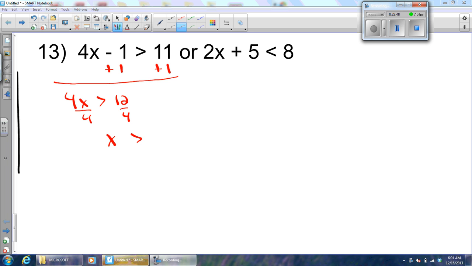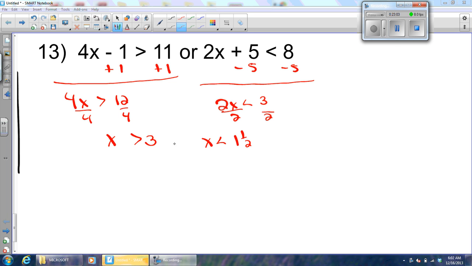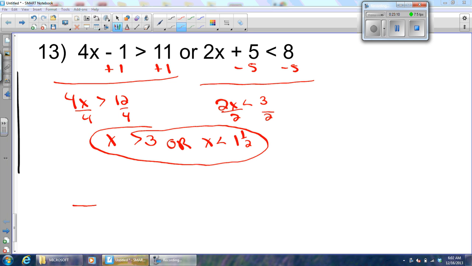Over here, I'll subtract 5 from both sides, and I'll get 2x is less than 3. I'll divide by 2, and I'll get x is less than 1.5 or 3/2. There's an or in there. There's my solution. So I need to show 1.5. I need to show 3. Open points for both of them.